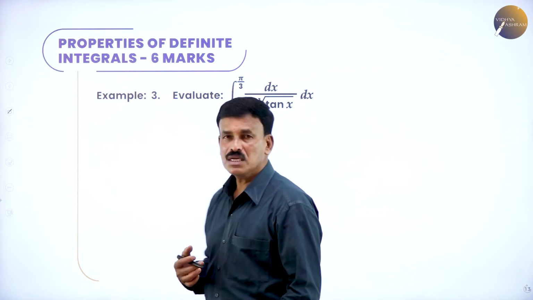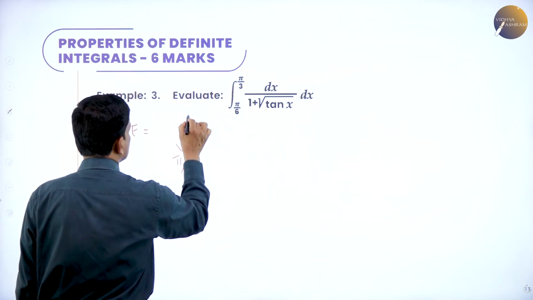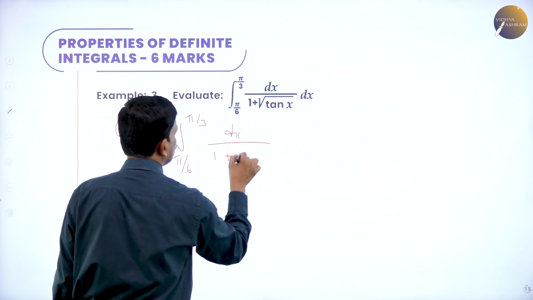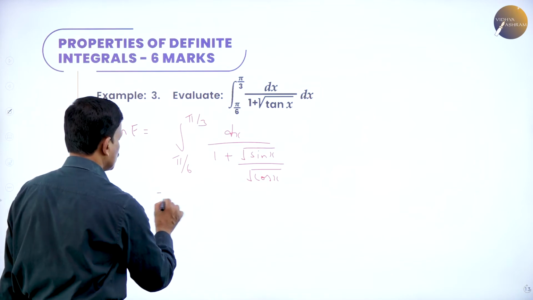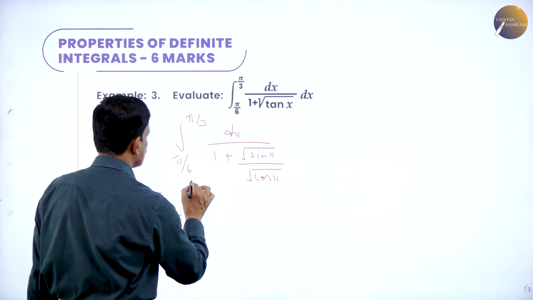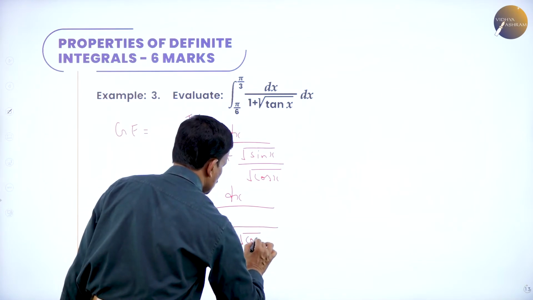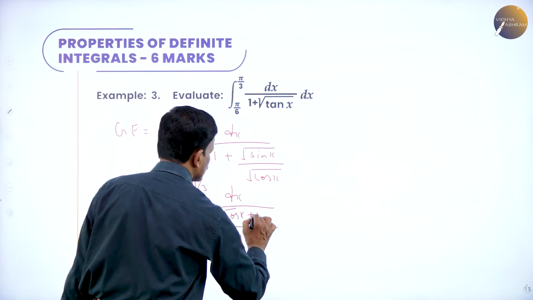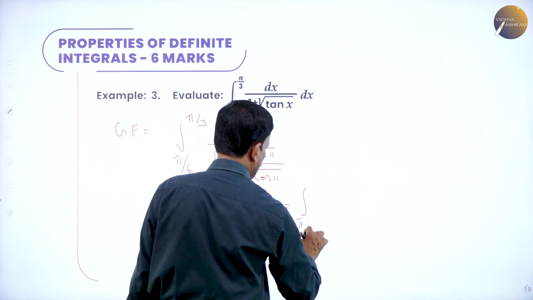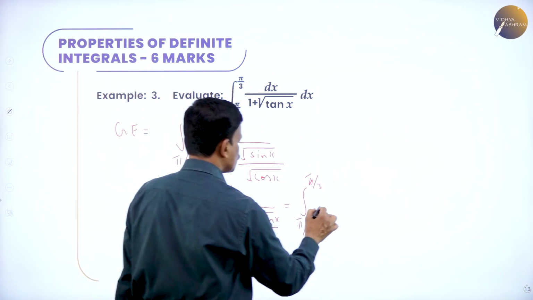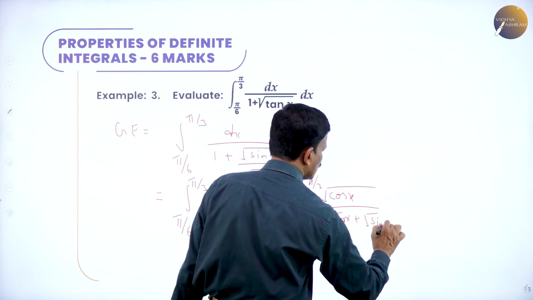This is also the same type of problem. Let us convert this first. Now the given equation can be written as, what is the given equation? Integral pi by 6 to pi by 3 dx divided by 1 plus root of tan x, which can be written as root of sin x divided by root of cos x. Now this can also be written as integral pi by 6 to pi by 3, this dx as it is. Take LCM, root of cos x is the LCM, cross multiply, root of cos x into 1 is root of cos x plus root of sin x. So this is equal to integral pi by 6 to pi by 3, and just transfer this to the numerator. This becomes root of cos x divided by root of cos x plus root of sin x into dx.